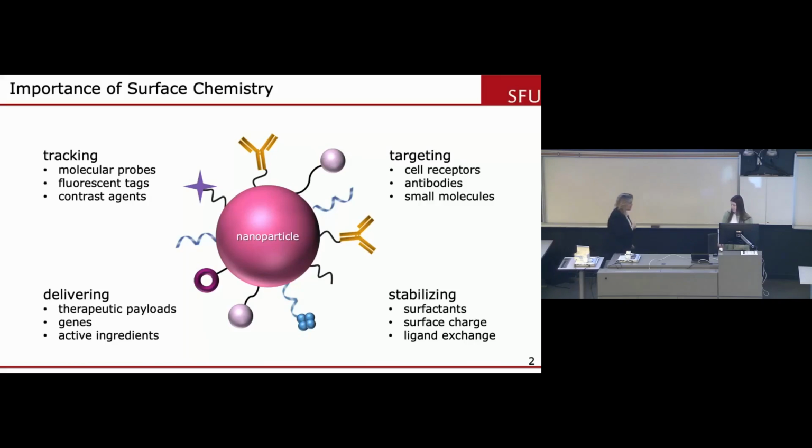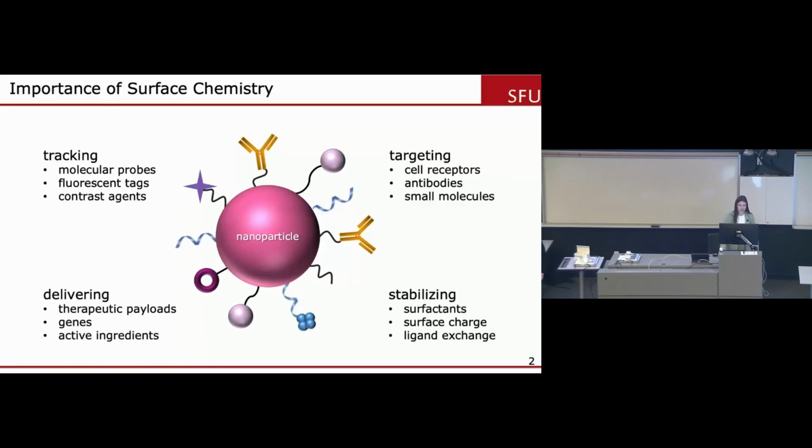This might not work in. Is that better? No. Is that now better? Okay, good.